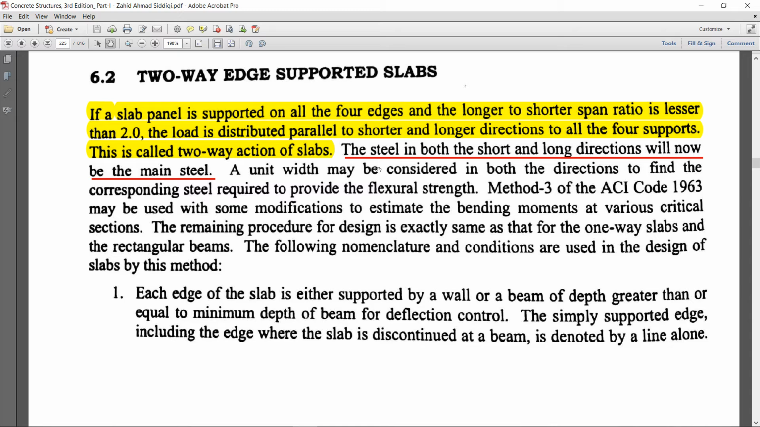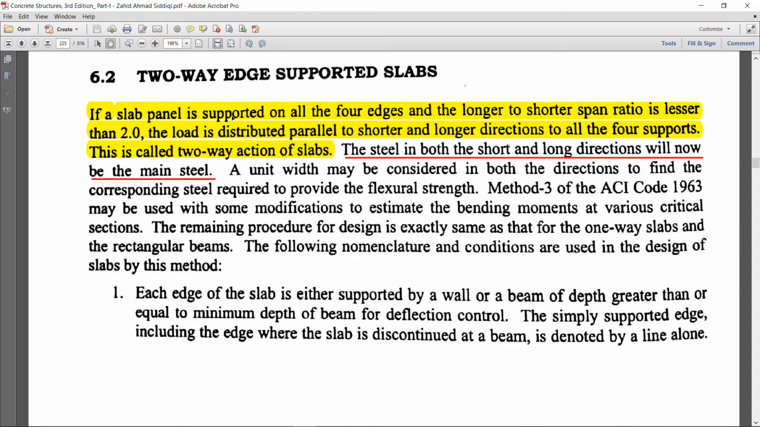What it means is that now we have to calculate the moment in each direction, in the short direction and in the long direction also. That is the difference between the one-way slab and the two-way slab, and the rest of the procedure is the same. When we get the moments, we calculate the area of steel, then the number of bars and at what spacing will be provided in the slab.